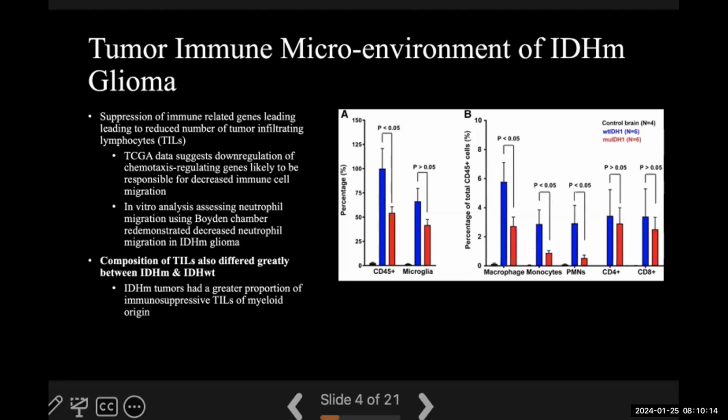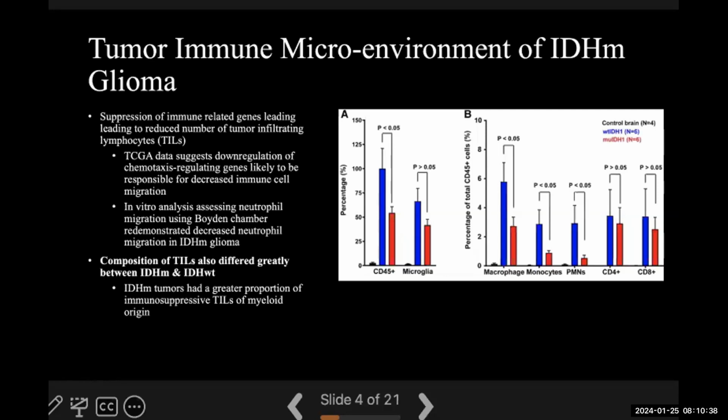And you'll see the breakdown of different types of cells as well. You'll see a decrease in macrophages, monocytes, and polymorphonuclear cells. In terms of CD4 and CD8 cells, you don't really see a statistically significant difference, even though numerically there was a decrease in those as well in IDH gliomas.